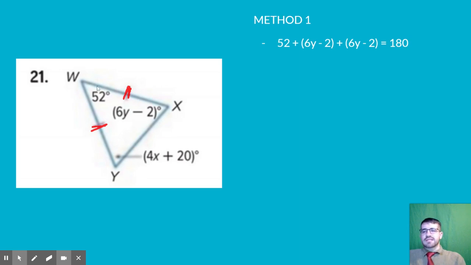So what we can do is we can say, okay, well, 52 degrees plus the measure of angle X plus the measure of angle X equals 180 degrees, because the measure of angle X equals the measure of angle Y. We have 52 plus 2 times 6y minus 2 equals 180 degrees. Subtract 52 from both sides gives us 2 times 6y minus 2 equals 128.